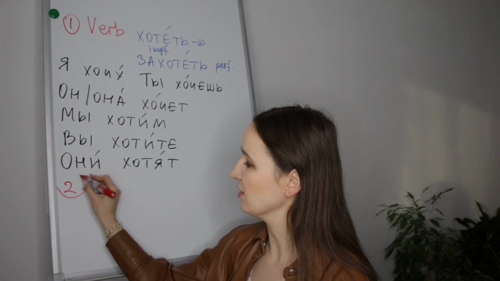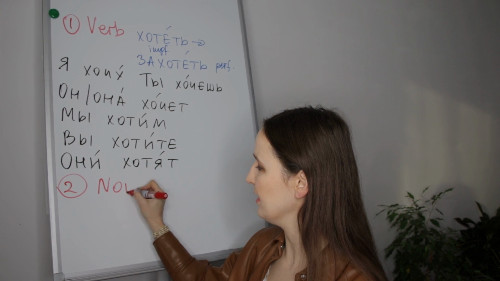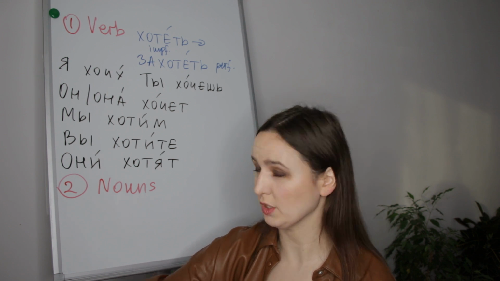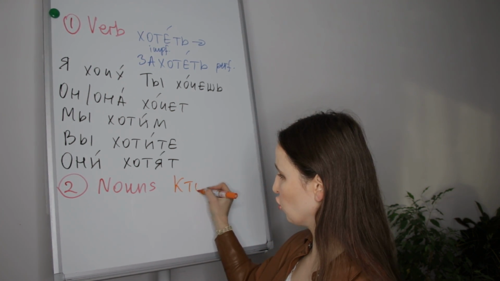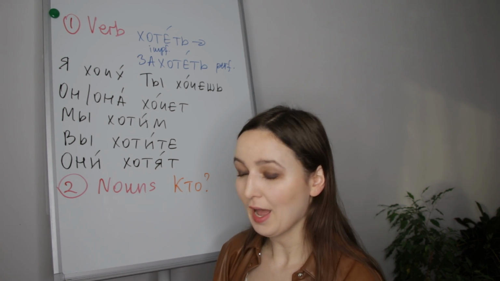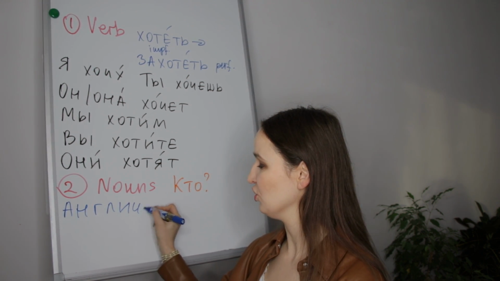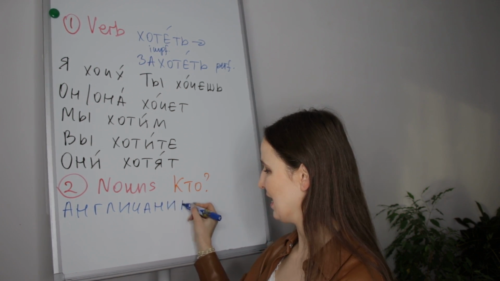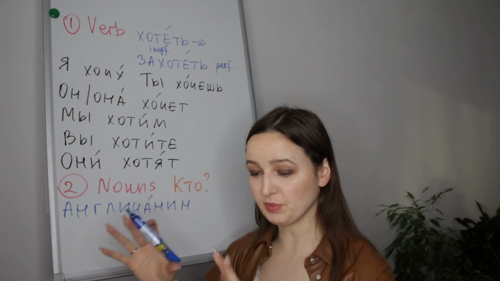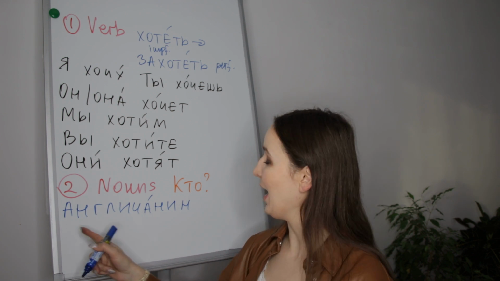Идем дальше. Номер 2. Part 2 is about nouns. First, we are going to learn nouns that answer the question кто, who, animate. Англичанин. Even if we already learned this word, repetition is the mother of learning, so let's repeat.